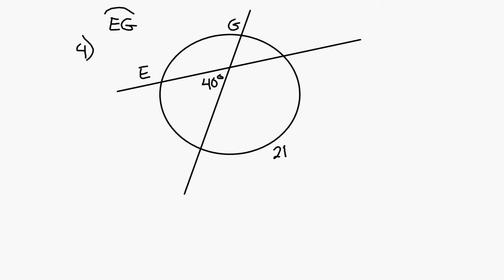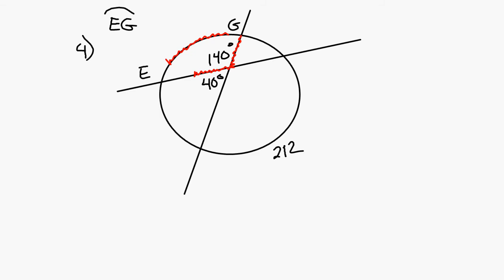Alright, so you need to find arc EG. So in order to find arc EG, you need this 212 arc, and you need this angle right here. You need this red angle. Well, the red angle and the 40-degree angle are a linear pair. So the red angle is equal to 140 degrees. All right? So arc EG.